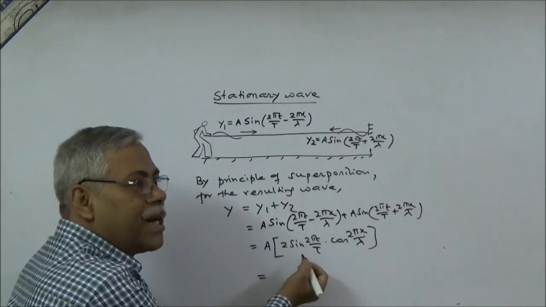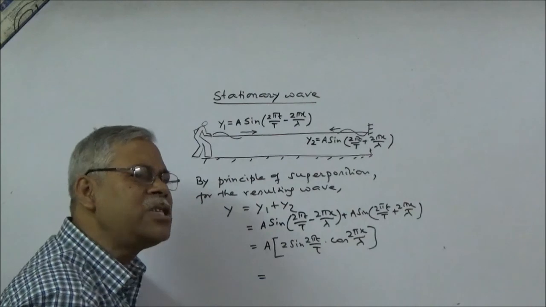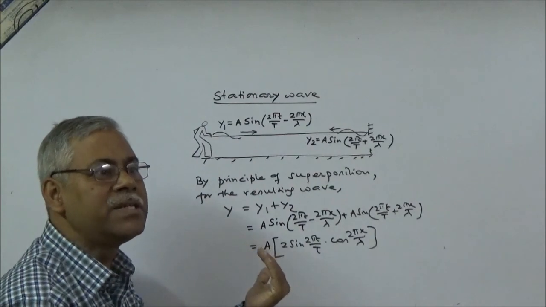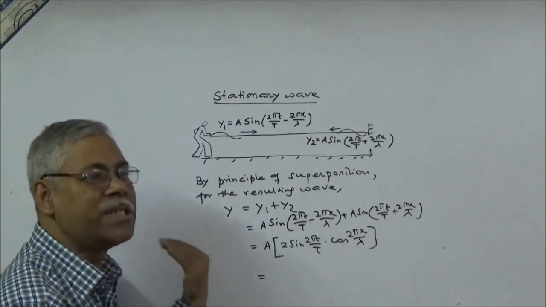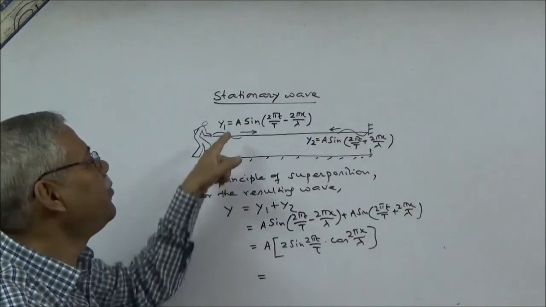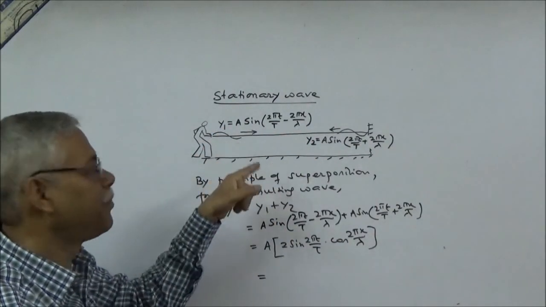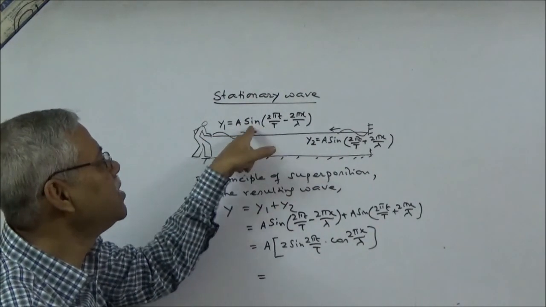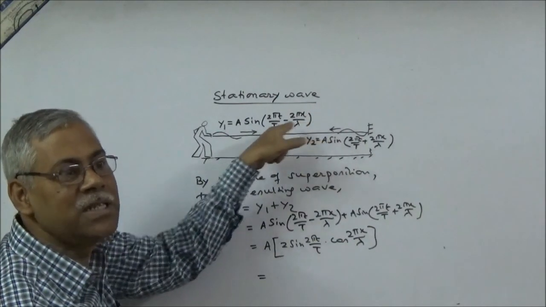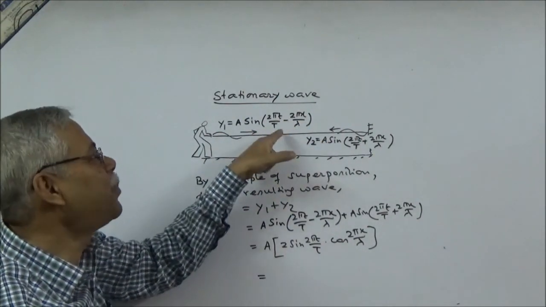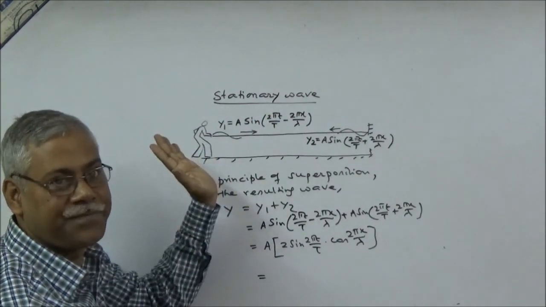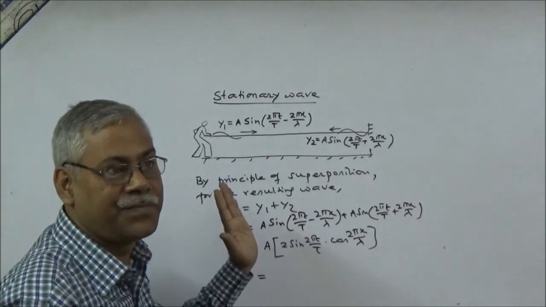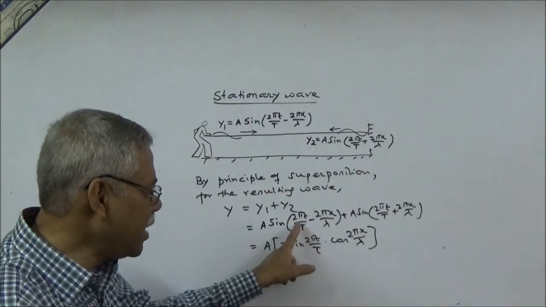This equation has two parts. Every equation has two parts: one is the amplitude part and the remaining is the phase part. If you consider this progressive wave, this is the amplitude part, and this, sine 2 pi t by T minus 2 pi x by lambda, is the phase part. The phase part has omega t in it, 2 pi t by T in it.